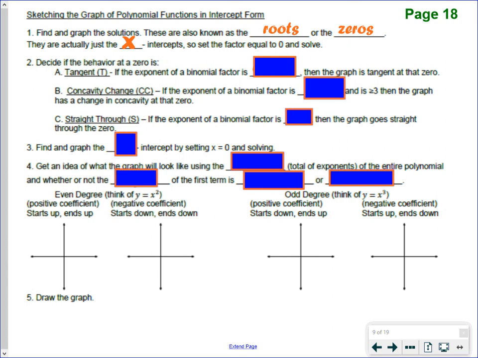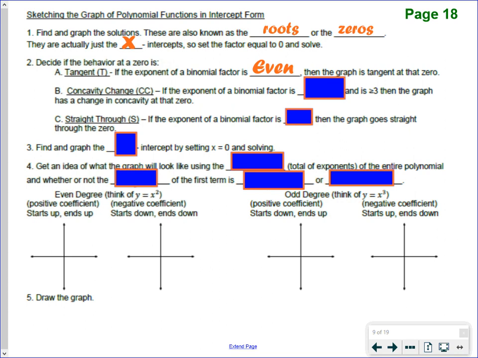And to find them, you're going to figure out your factors, and you're going to set the factors equal to 0, and that will be your x-intercepts. The second step is that once we have our x-intercepts, we need to know how the function is going to react at those x-intercepts. If the exponent of a factor is even, then the graph will be tangent at that x-intercept, or in other words, it'll bounce off of that x-intercept.